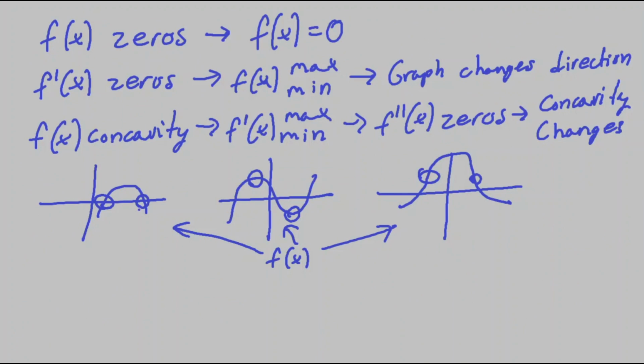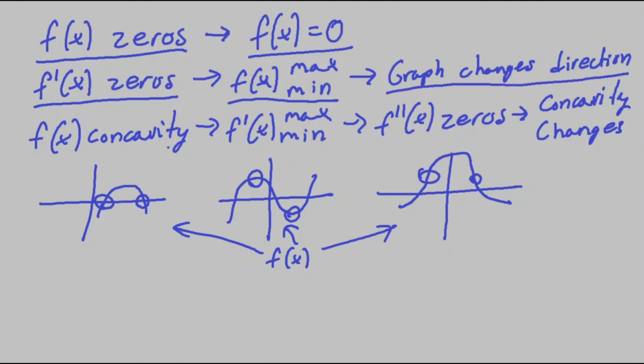All right, now we're moving on to a little bit of visualization of graphs. These are some important rules to know. The zeros of the function f of x are when f of x is equal to 0. Now the zeros of the function f prime of x relate to the maximum and minimum points of the function f of x, and it's essentially when the graph changes direction. And we can actually see it down here. The zeros are when it hits the x-axis, and the zeros of the f prime function are essentially the highest and the lowest points of the graph.